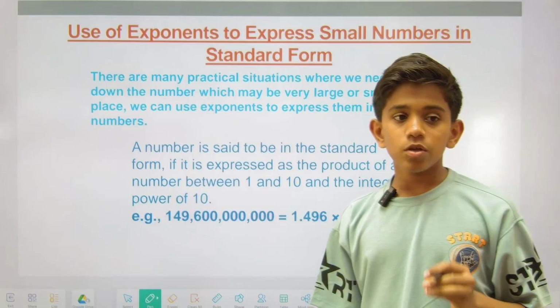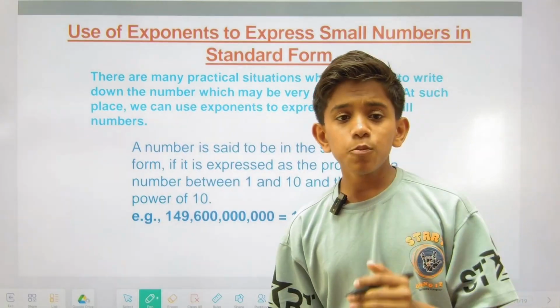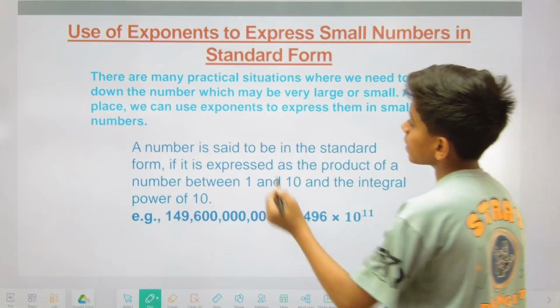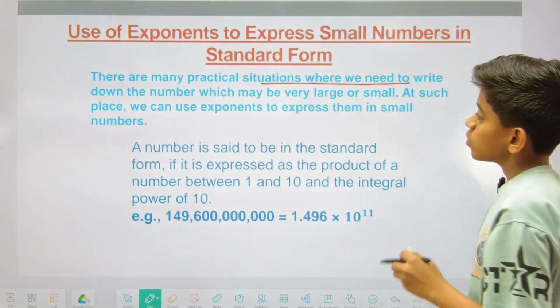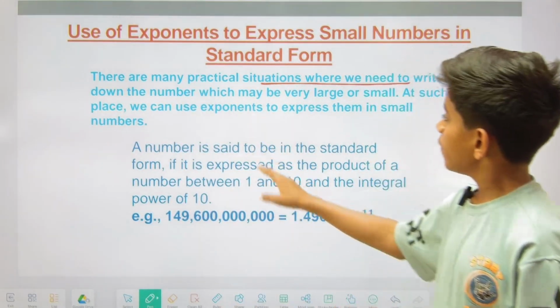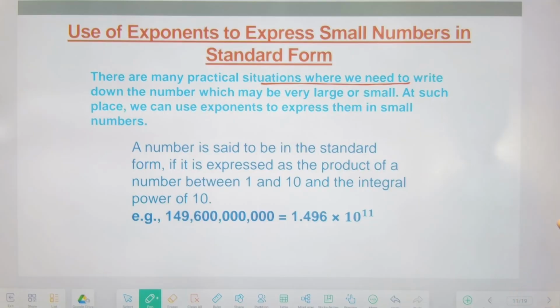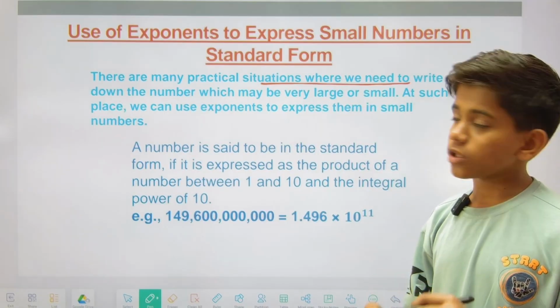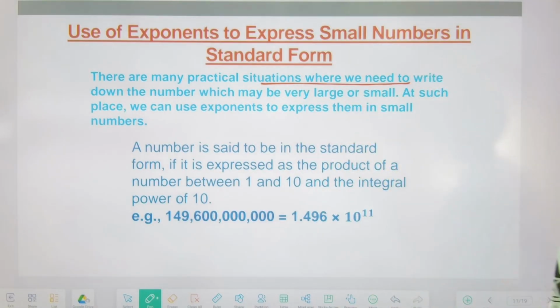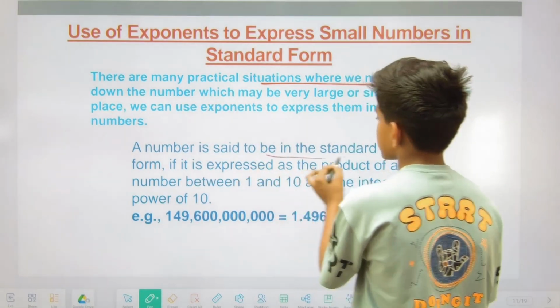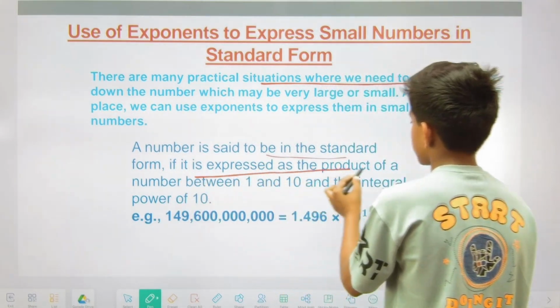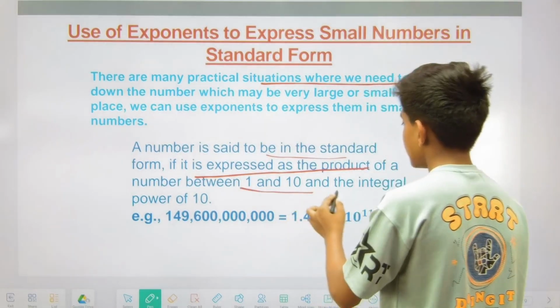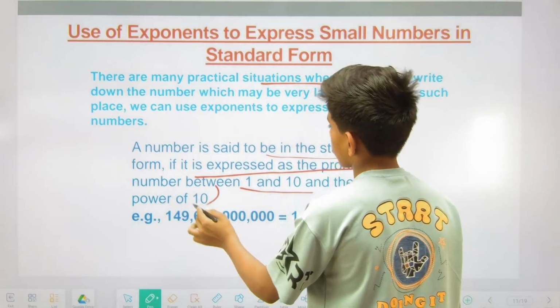Use of exponents to express small numbers in standard form. There are many practical situations where we need to write down numbers which may be very large or small. At such places, we can just use exponents to express them in a smaller form. A number is said to be in standard form if it is expressed as the product of a number between 1 and 10 and an integral power of 10.